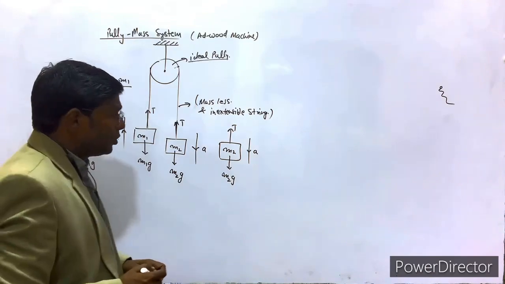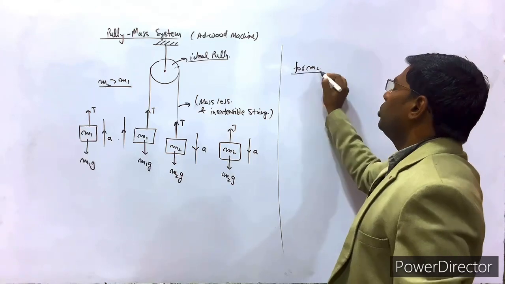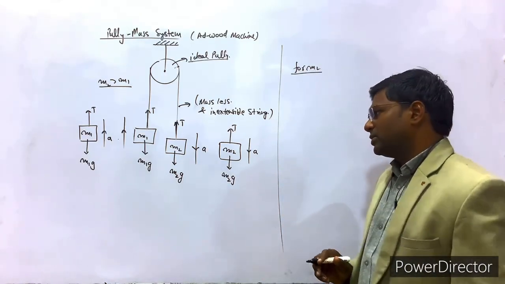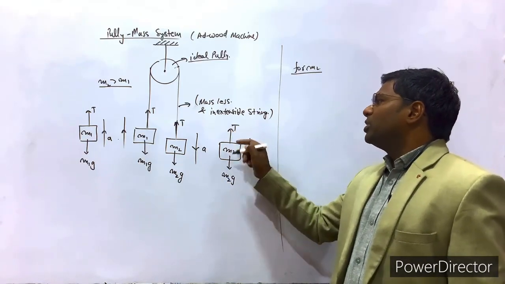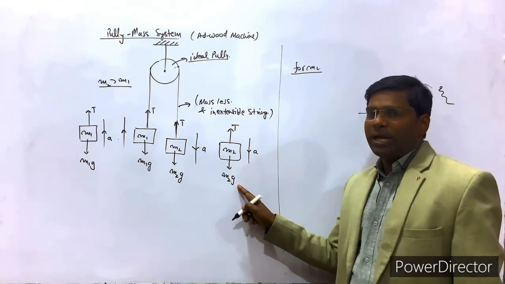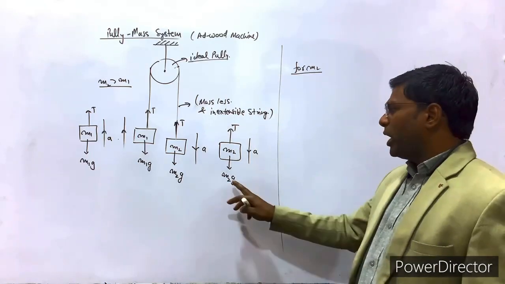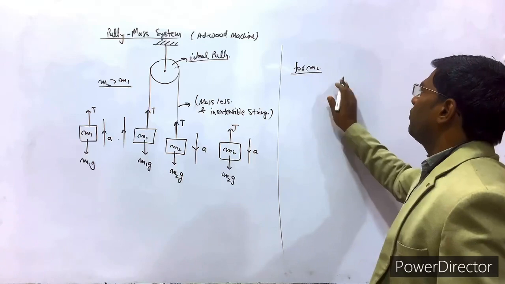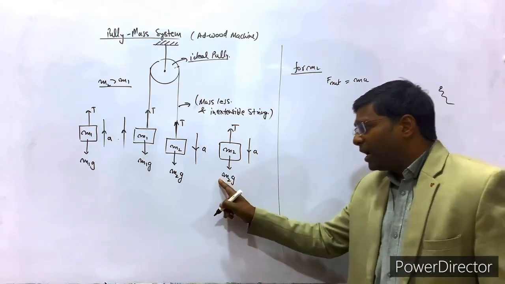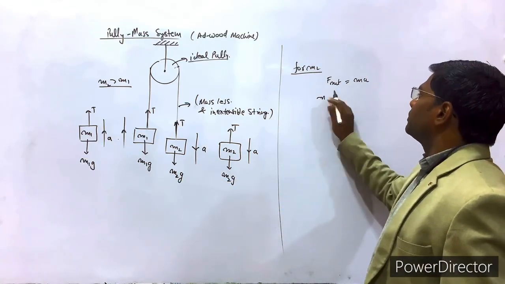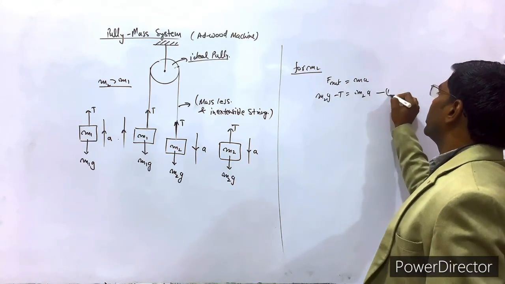For M2, how many forces are acting? Two forces: the tension is acting in the upward direction, and the gravitational force M2G is acting in the downward direction. The acceleration is downwards, so M2G must be greater than the tension. If we apply Newton's second law, net force is equal to mass into acceleration. The net force will be M2G minus tension is equal to M2 into A. This is equation number one.